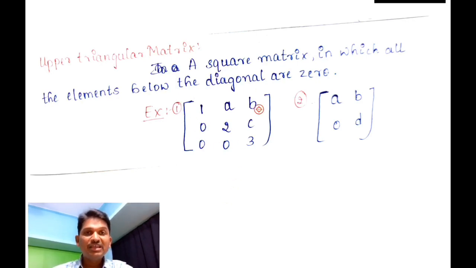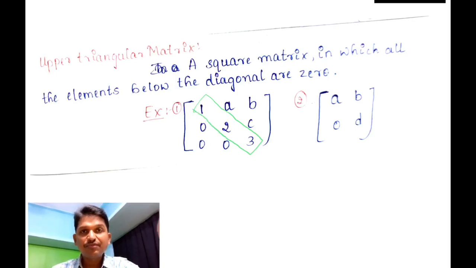You observe these elements. This is first element of a first row, this is second element of a second row, this is third element of a third row. This is known as diagonal of this matrix. Okay, so diagonal of a matrix exists only for square matrices.